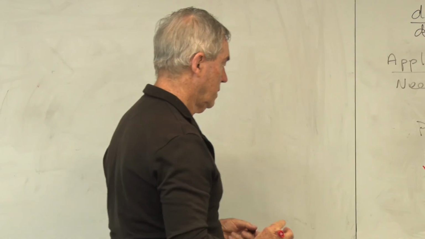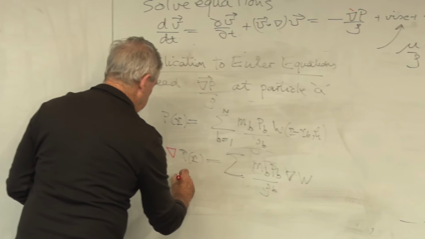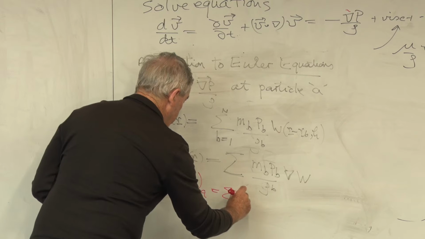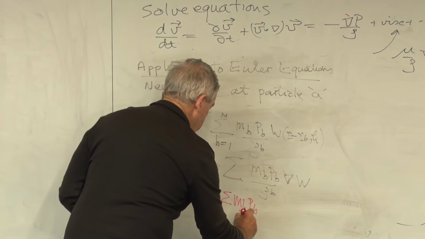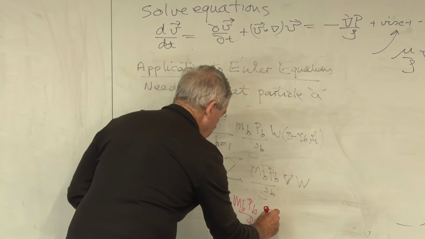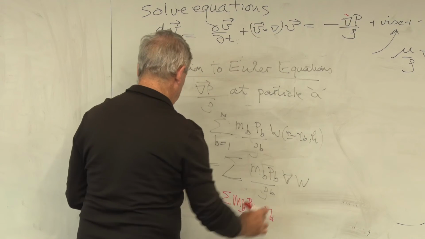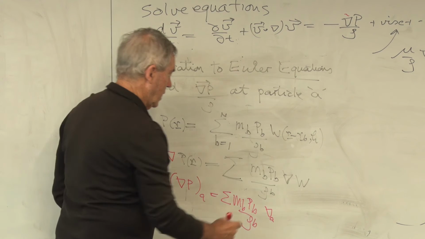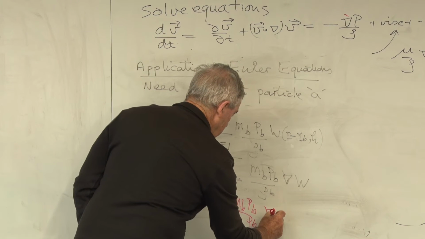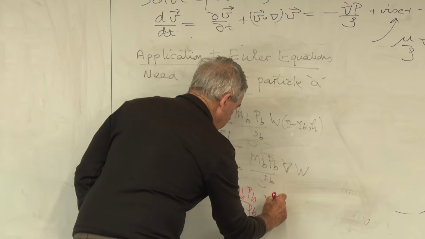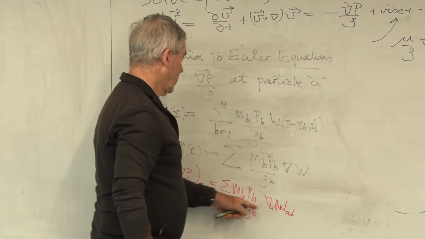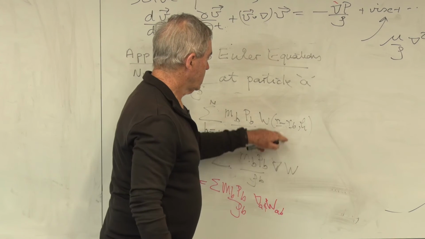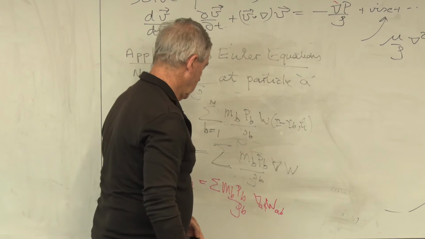And for particle A, grad P for particle A is equal to the sum over MB, PB over rho B, grad A. Now this W has an R minus RB, but I'm going to make that RA. So it's going to have an RA minus RB, and to save writing a lot of stuff, I write that as grad A of WAB. So a gradient with respect to the coordinates of particle A of a kernel which has coordinates RA minus RB.